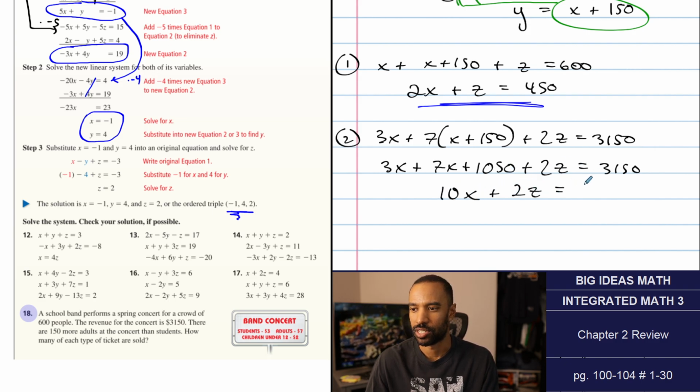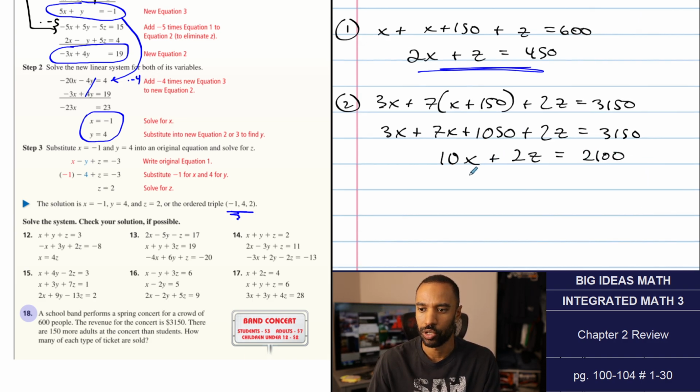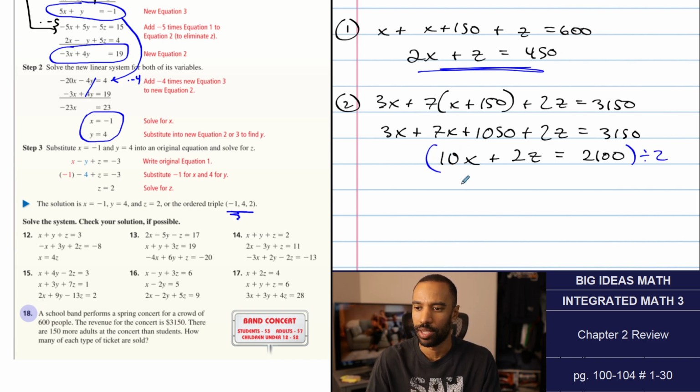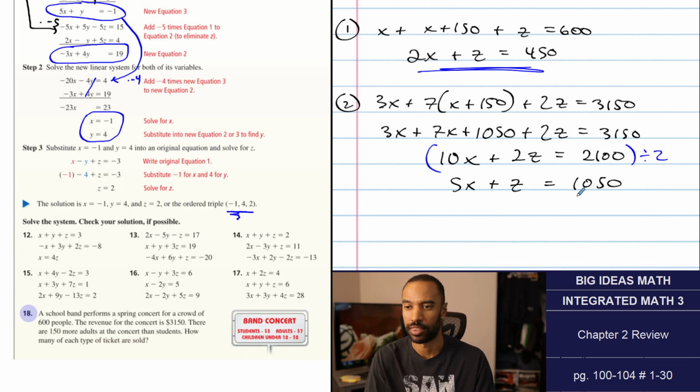And 3150 minus 1050 is 2100. So yeah, I can divide these at least by 2. So divided by 2, and you get 5x plus z equals 1050, I think. Hope I'm getting that all right there.